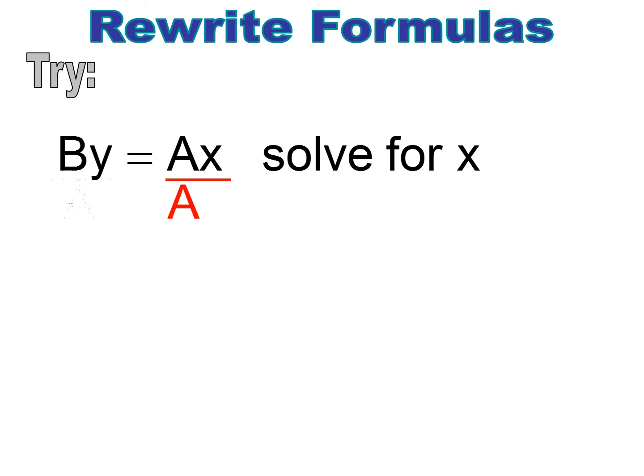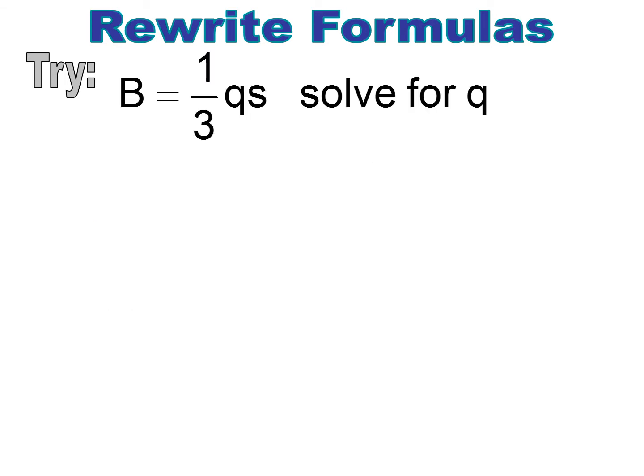So in this case, I wanted to get x by itself, so I'm dividing both sides by capital A, and I get my x equals capital B times y all over capital A. Pause and try.